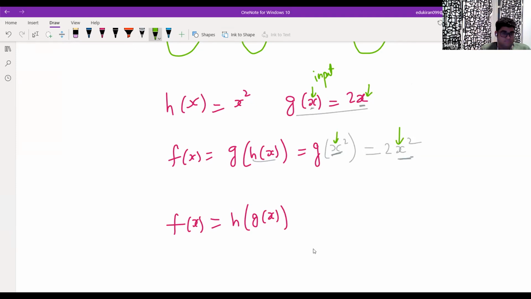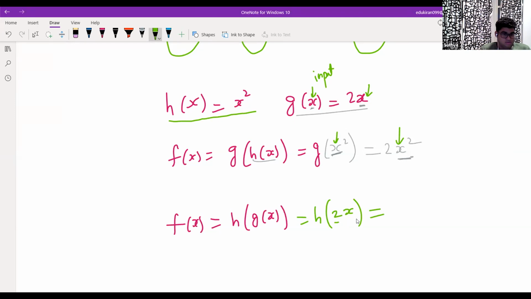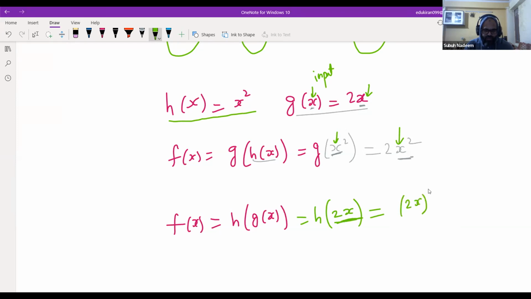Now, if we replace the outside by inside and inside by outside, what is g of x? g of x is 2x. Now, what is h of x? x square. But here it is h of 2x, that means the input is 2x. So in place of x, you put 2x, so (2x) square, which will be 4x square. Are you getting the difference?